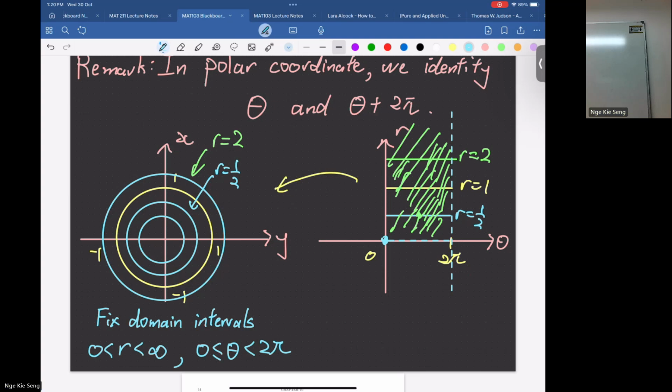The point I want to draw out is that when you do polar coordinates, what you really need is just a strip; an infinite strip is enough. You don't need to take the whole r. So this is the idea behind polar coordinates.